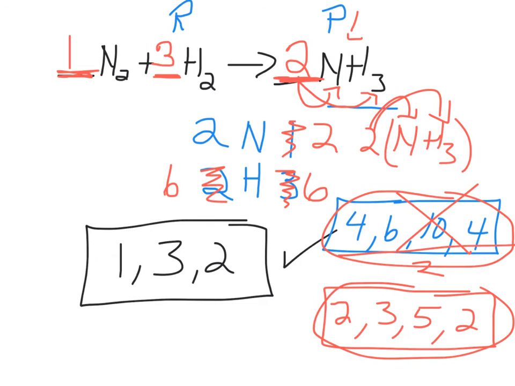Okay, let's do another one just to make sure that we're okay. All right? Okay, so let's do something with a polyatomic ion. Let's say silver nitrate.